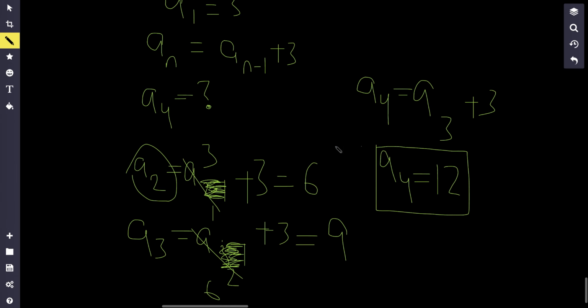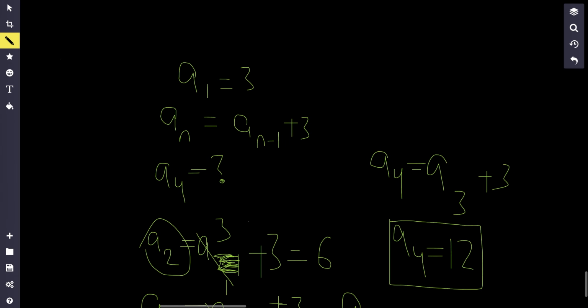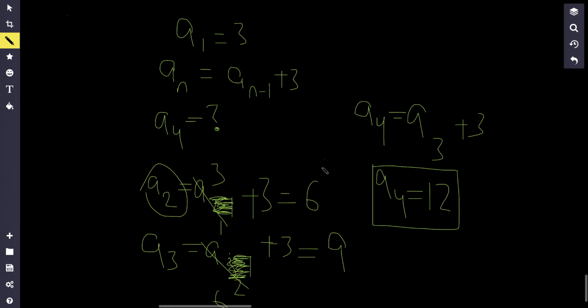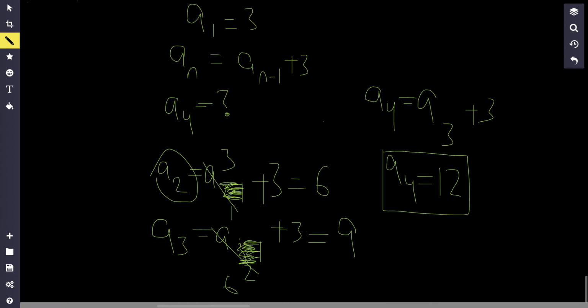Wow, that was pretty annoying. But notice how for a recursive sequence, there is no shortcut. That's the thing about recursive sequences. There's no shortcut to this, sadly.